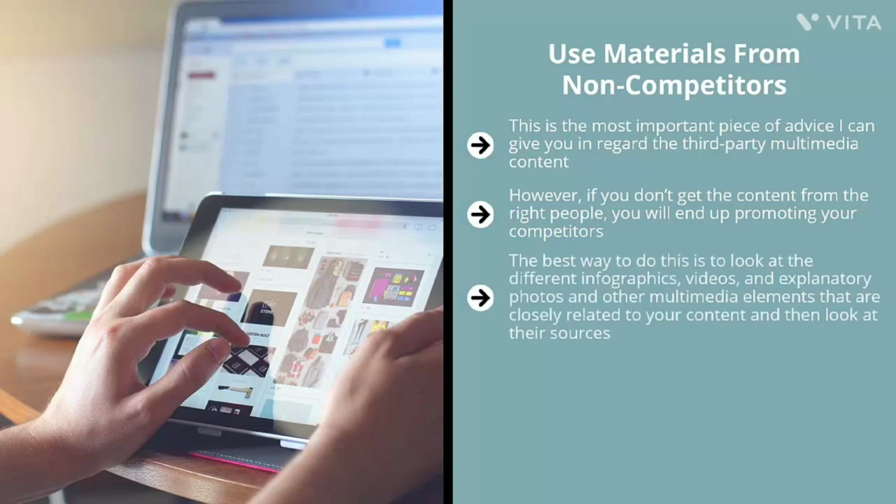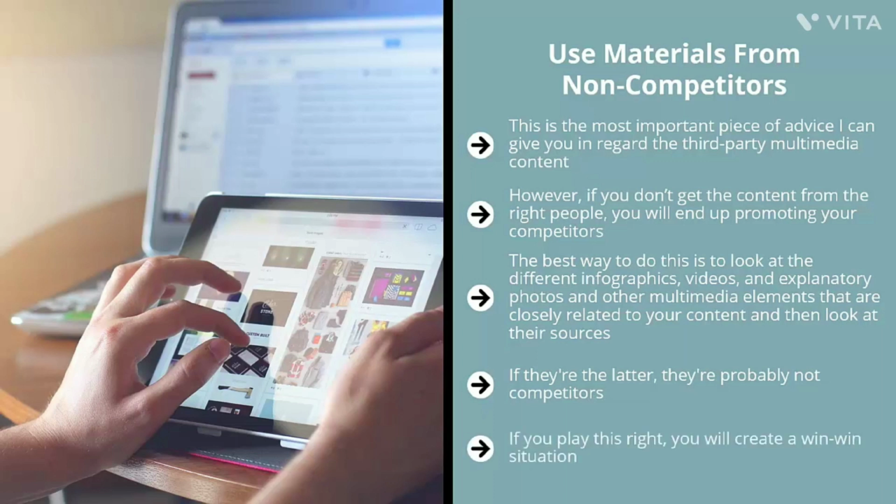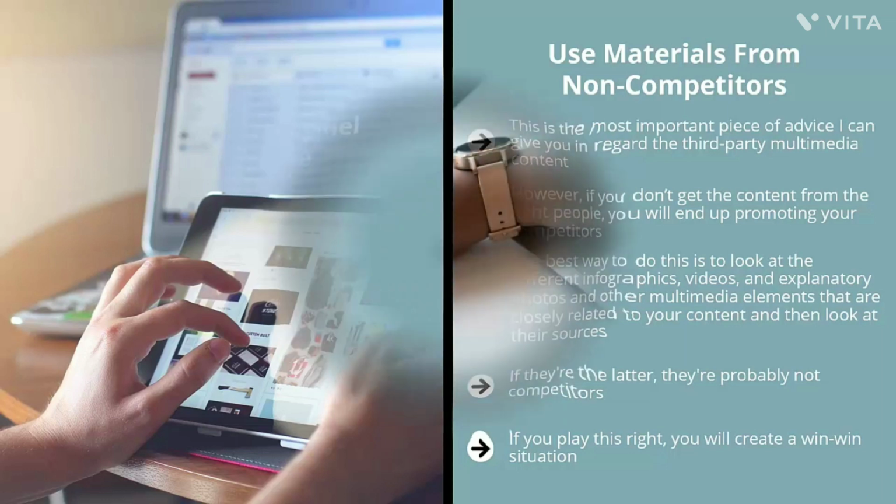The best way to do this is to look at the different infographics, videos, and explanatory photos and other multimedia elements that are closely related to your content, and then look at their sources. Are they directly competing with you, or are they kind of a general knowledge site that is basically just monetized by AdSense, or are they a nonprofit? If they're the latter, they're probably not competitors. They're not pushing a particular product. They're not doing a hard sell. So use their content and attribute to them. If you play this right, you will create a win-win situation. They get traffic and awareness, and you get context and excitement for your content. Everybody can win, but you need to play the game the right way.